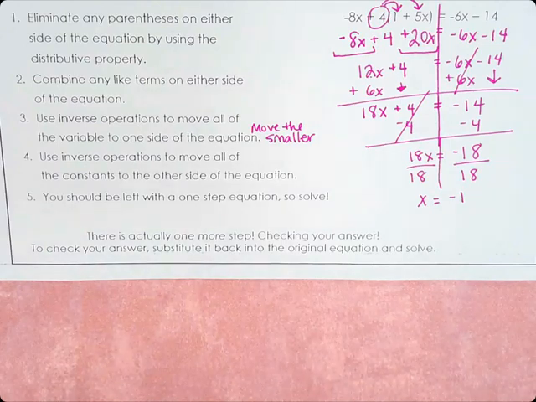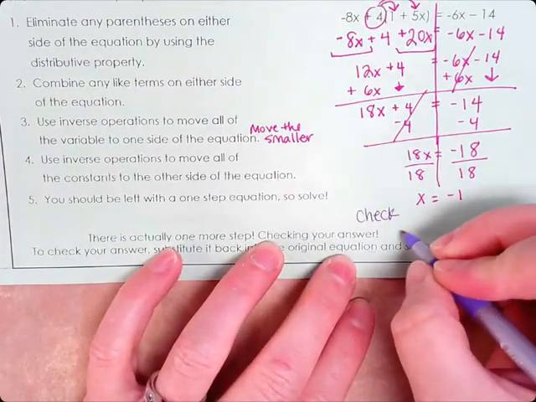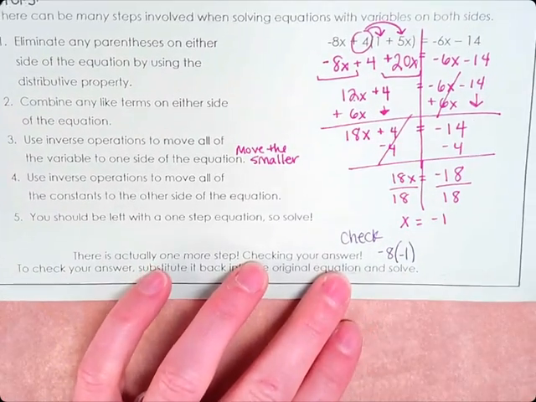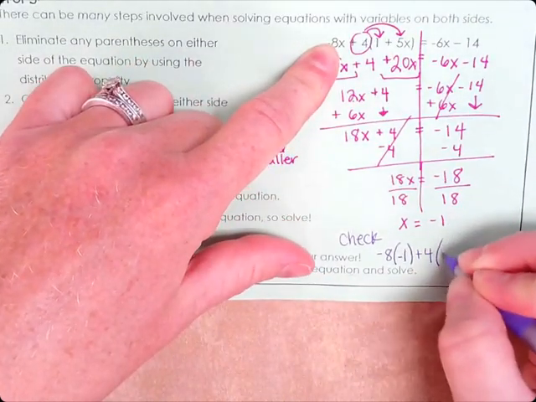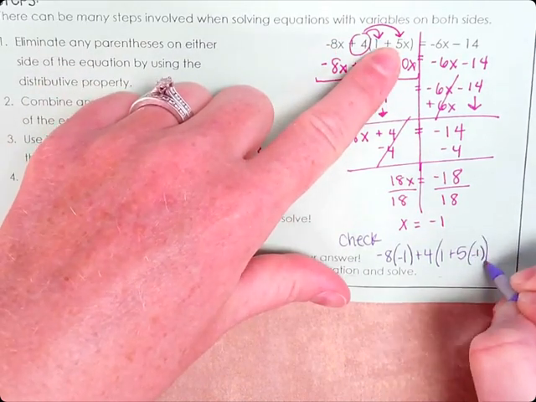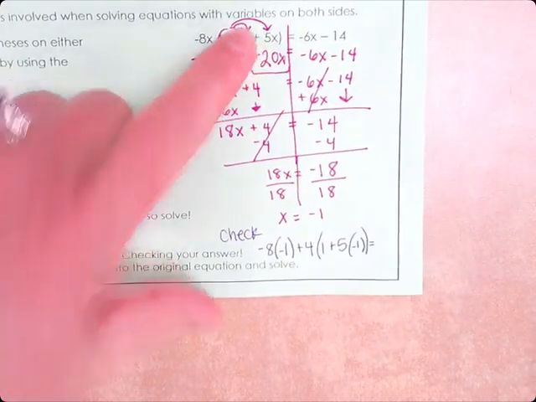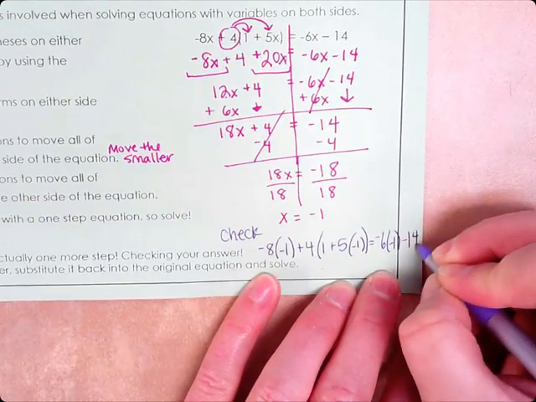And then the last step is to check your answer by substitution. I'm going to write that in another color. So negative 8 times a negative 1. I'm replacing the x. Plus 4, parentheses, 1 plus 5 times a negative 1, parentheses, equals negative 6 times a negative 1 minus 14.